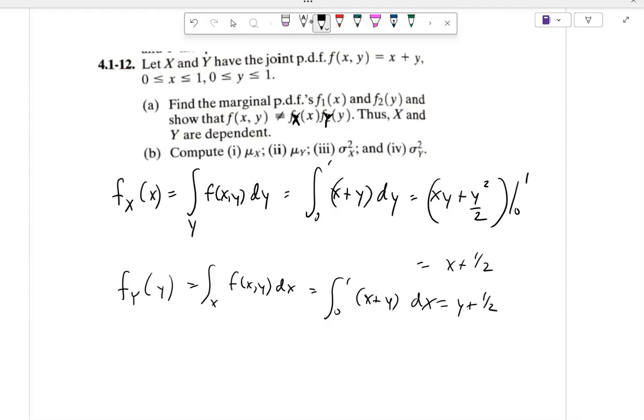Why would I use a summation when it's a continuous distribution? The range is telling us that it's continuous.